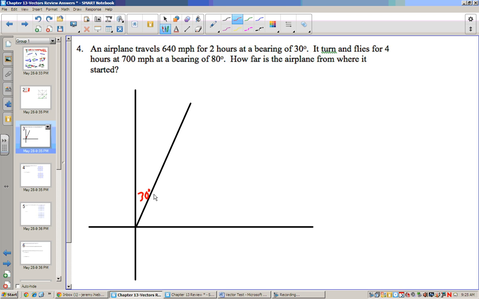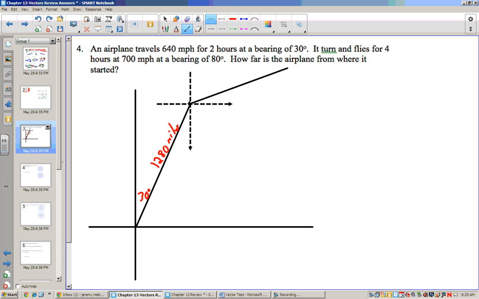So 30 degrees from north would look something like this. And if it's traveling 640 miles an hour for 2 hours, we need to figure out how far it goes. So that's going to be 1,280 miles. Now at this point, it's going to change direction. Wonderful. Now it's going to fly at a bearing of 80 degrees.